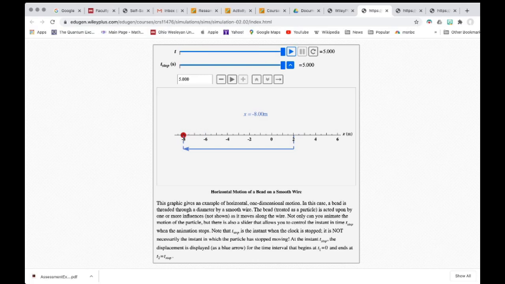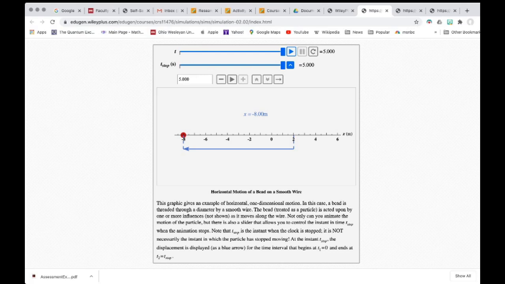Okay? Here's the first question for you. What is the displacement delta x for that interval? Pause, answer, and come back. Okay, welcome back. Did you say the displacement for this time interval, delta x, is negative 10 meters? The negative sign is important. The particle ends up to the left of where it started. And the value is negative 10.